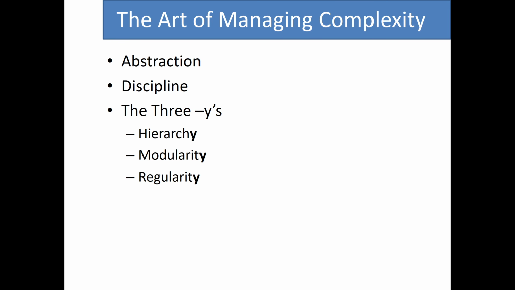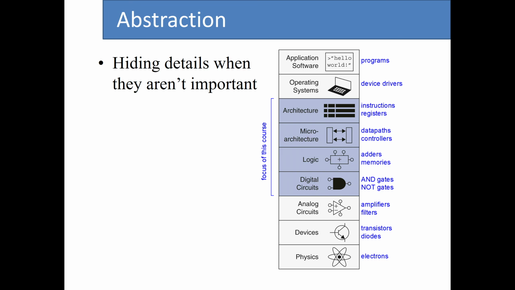So now that we have this, we need to talk about some very basic concepts. The first concept that I'm going to talk about is the concept of abstraction. Then I talk about the discipline, and then the three Y's: hierarchy, modularity, and regularity. When it comes to abstraction, the definition is hiding details when they are not important.